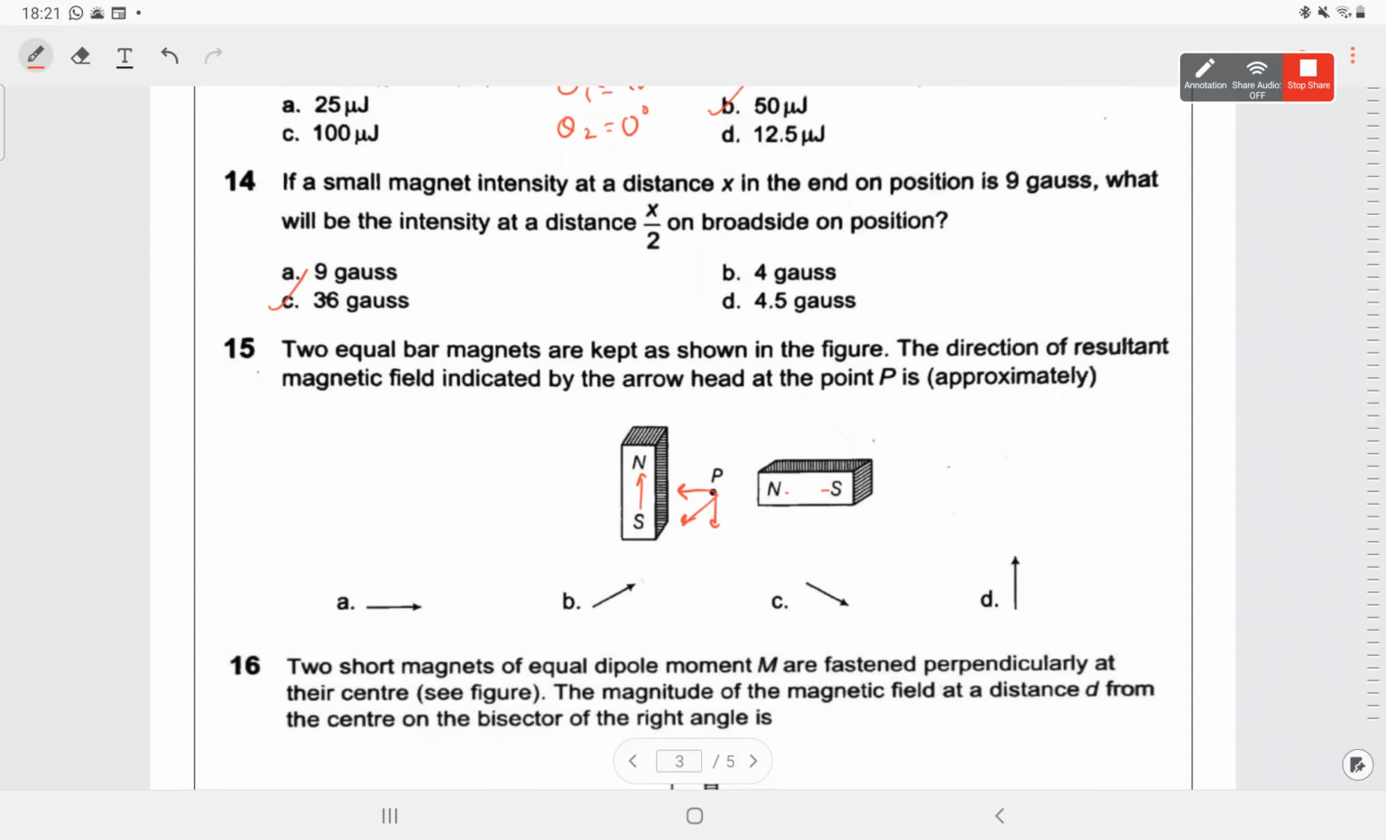But none of the option is matching them. 15 का कोई भी ऑप्शन मैच नहीं करा. ये एरो नीचे कर लेना. This is the direction of net magnetic field for these two bar magnets.